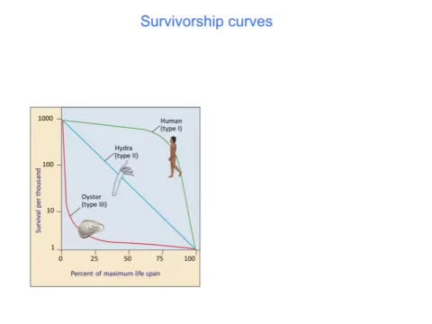When we're also studying populations, we'll look at what are called survivorship curves. There are 3 different types of survivorship curves. The first one would be type 1.